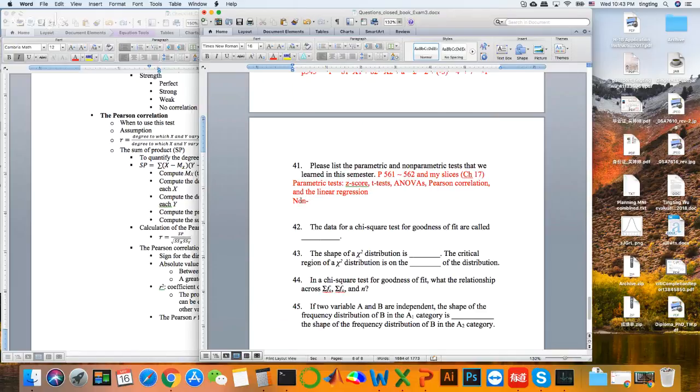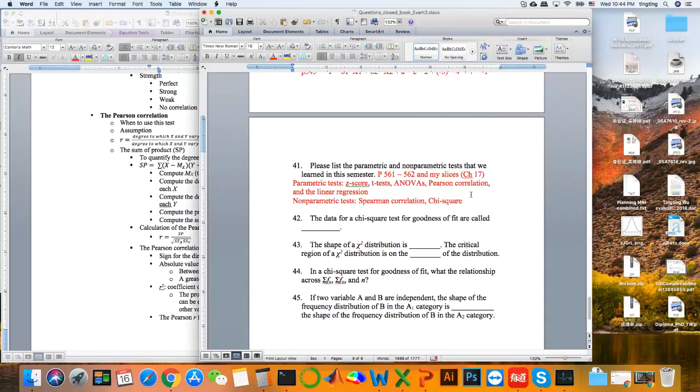And the non-parametric tests, we just learned 2 in this semester. The first one is Spearman correlation. Here, we don't have assumptions about the distribution. We just focus on the rank, which is ordinal data, not numerical data. And another one is the chi-square test. Here, we just focus on the frequency, which is categorical data.